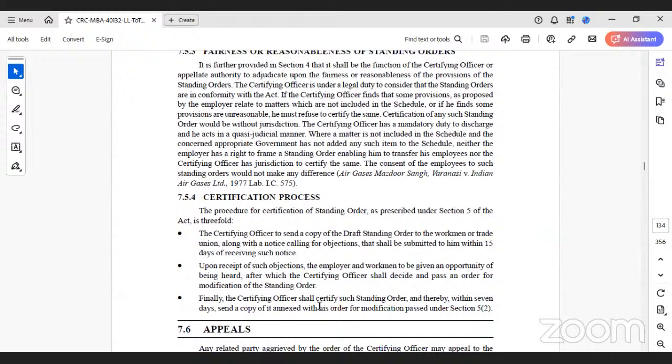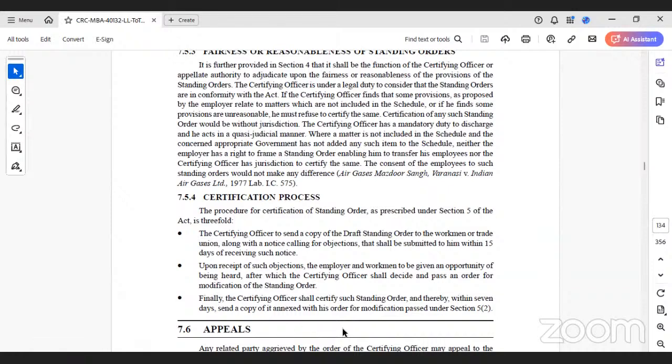And once the certification process, now what is the certification process? This is dealt under Section 5 of the Act. So the certifying officer is to send a copy of the draft standing orders to the workman or to the trade union, along with a notice calling for the objection, and this objection should be submitted within 15 days of receiving such notice. So whatever draft standing orders have been sent by the employer to the authority for the industrial establishments, the same copy will be sent to the trade unions or to the workmen, and whether it is acceptable or there is any objection where they feel that it has to be changed, such information has to be provided within 15 days of receipt of the notice.